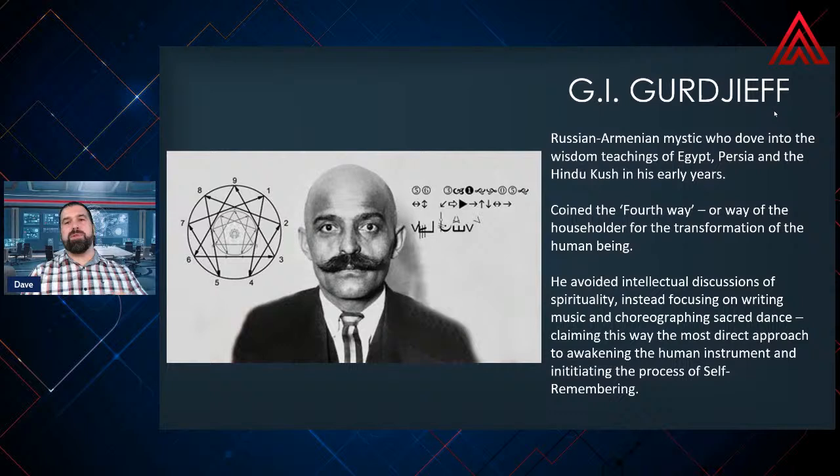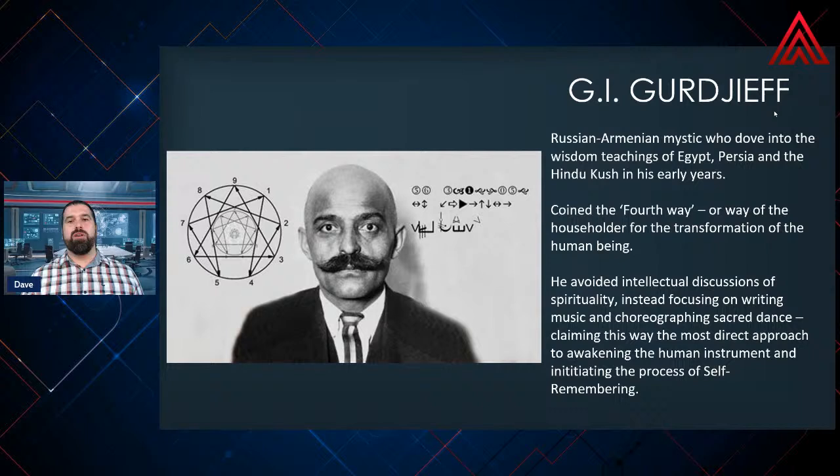But it was basically when he was 18, he had such a thirst for truth that he took a group of friends and they went into, he discovered sort of the ancient mystical Christian sects that existed in Egypt, like sort of the Isis cults and that type of thing, and then the Persian wisdom teachings. But where he finally landed was a monastery in Kyrgyzstan. And after coming back from that, he coined a system he called the fourth way, or the way of the householder, for the transformation of the human being.